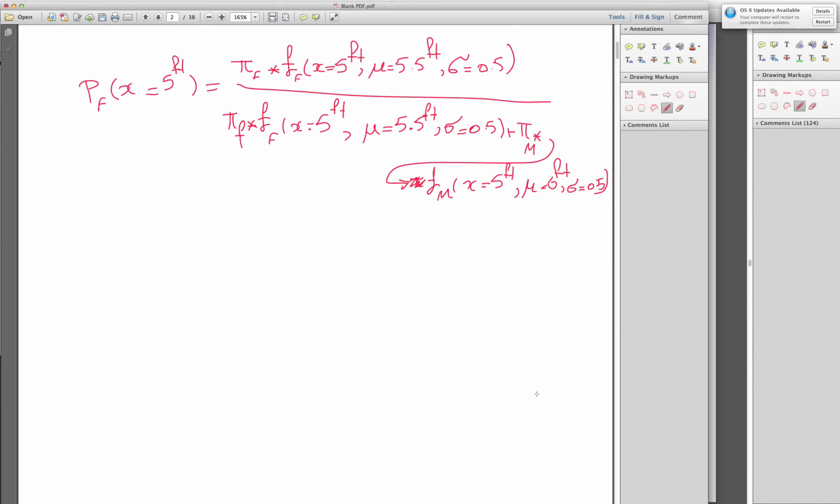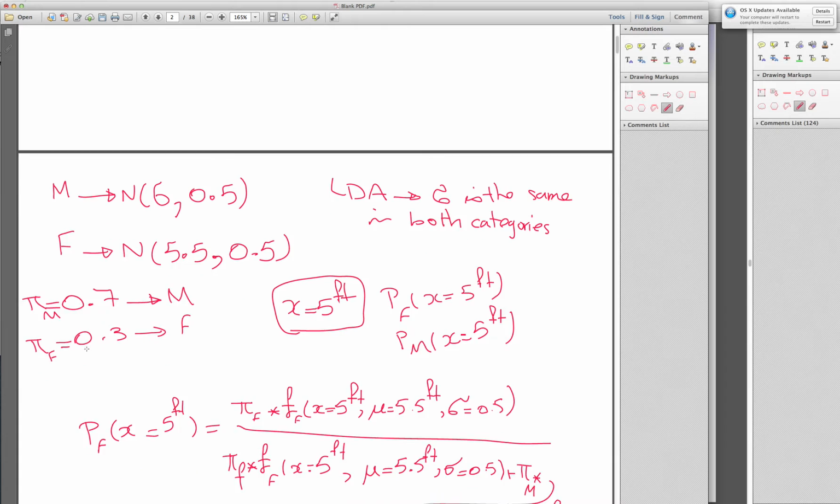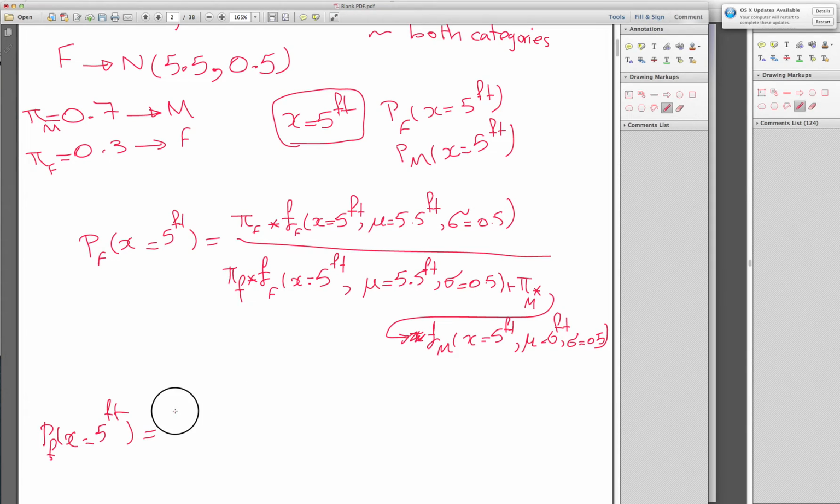So that being said, the probability of f for x equal to 5 feet will be the prior probability of being female. The prior probability of being female was 0.3. As you can see here, it was 0.3. So that is 0.3 times 1 over the square root of 2 pi sigma, and sigma was 0.5 for females, times exponential of negative 1 over 2 times x, which is 5 minus 5.5, divided by 0.5, squared.